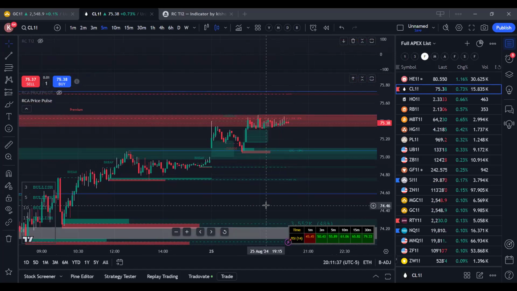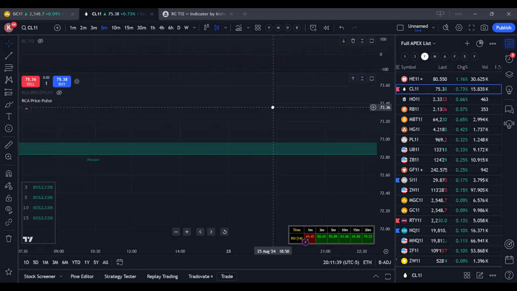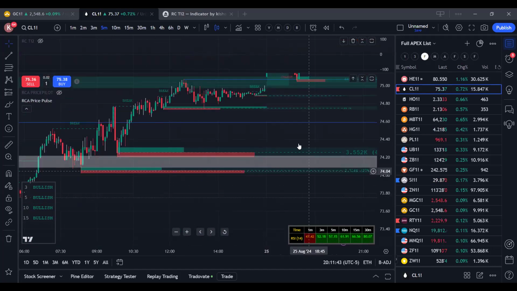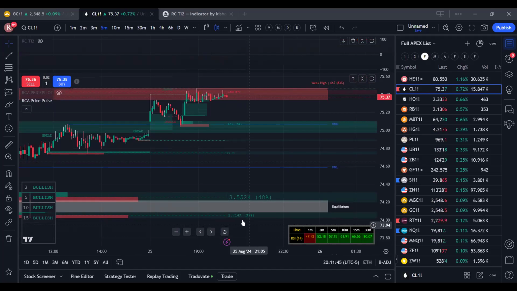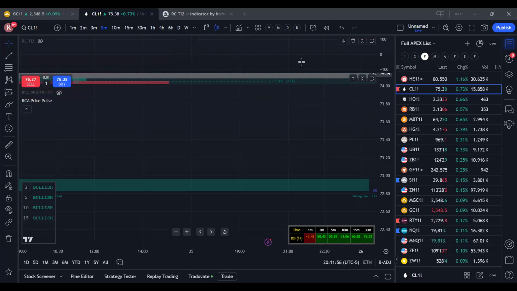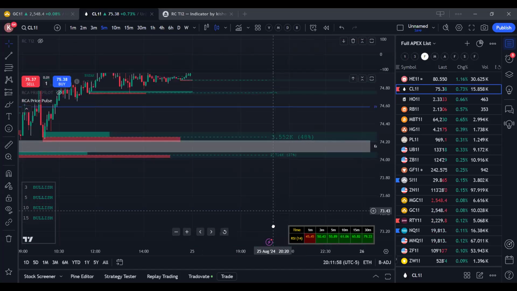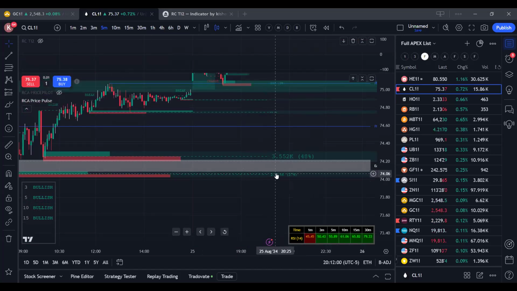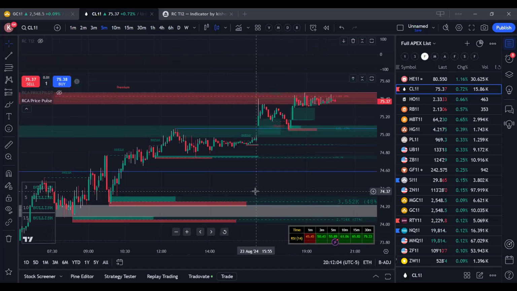No, it is nearly at the top, right? So this is your bottom discount area. This is like your equilibrium area. At equilibrium also a lot of buyers are buying it. Equilibrium means where generally both buyers and sellers are equal. Here buyers are more, but even at equilibrium a lot of buyers are taking control. So price went all the way up.